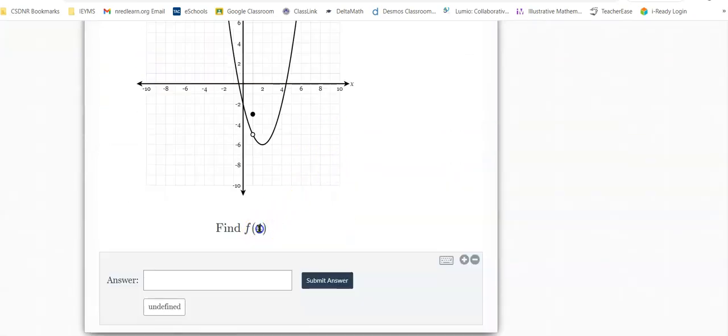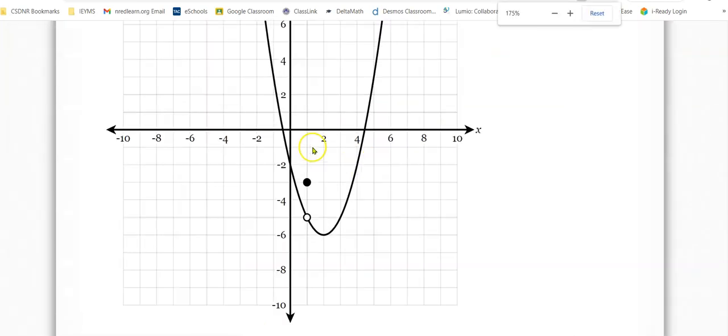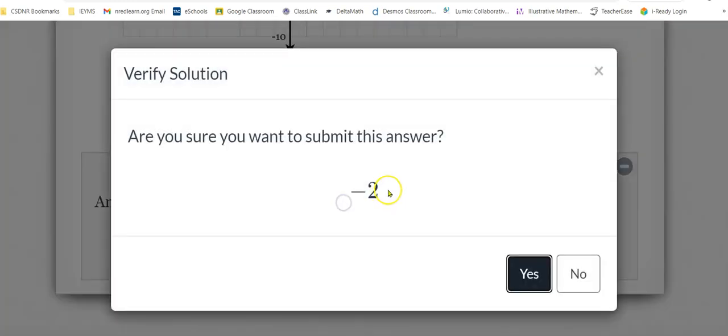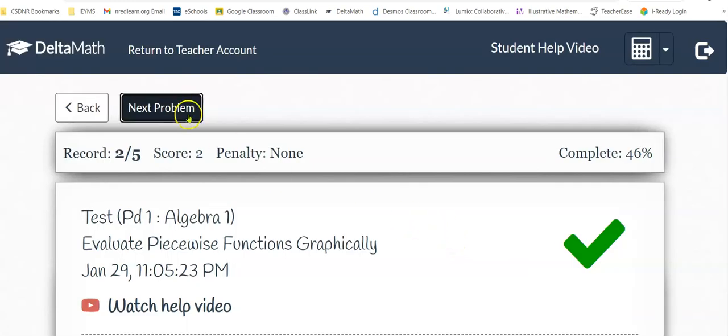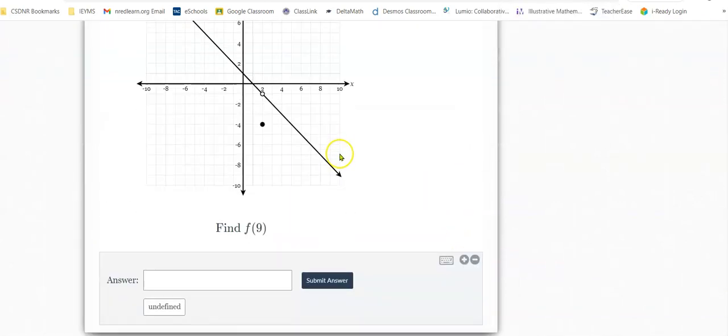They gave me the input of 4, so I go to 4. I go down to my graph. Ooh, I'm going to zoom in on that. Okay, I guess it's -2. That was tough for me to see. I really had to zoom in a lot. Okay, now I'm too zoomed in. That was obnoxious. Alright, find f of 9. So I go all the way to 9. I scan down. I get -8.